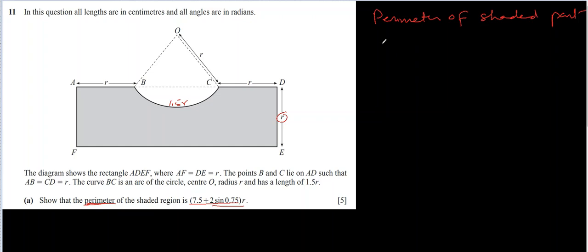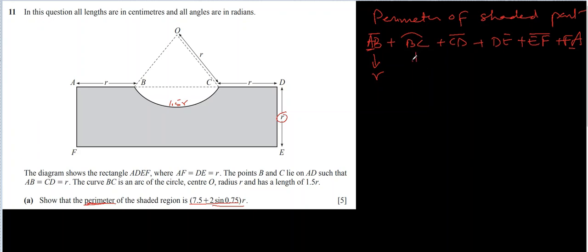will be, let me write in alphabets, AB plus arc BC plus CD line segment, plus DE plus EF plus FA. We started from A, we ended at A, and this is the whole story of the shaded part. So what do we know out of this? AB, we know it is R.